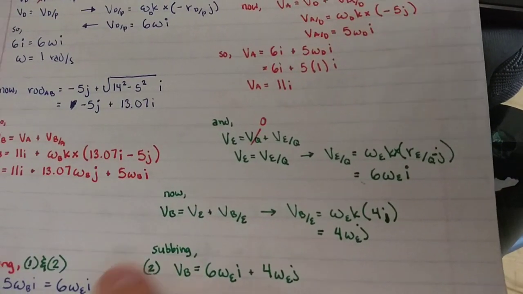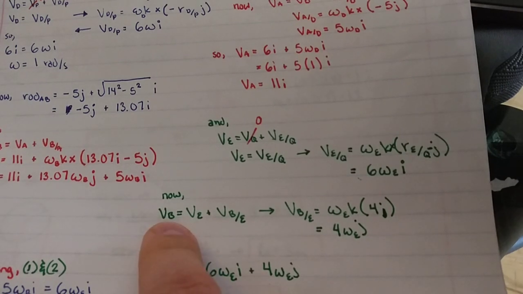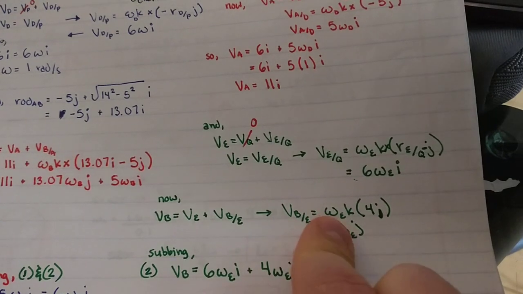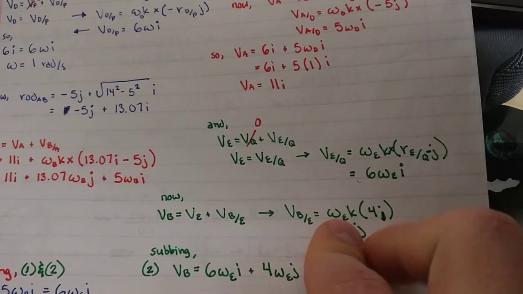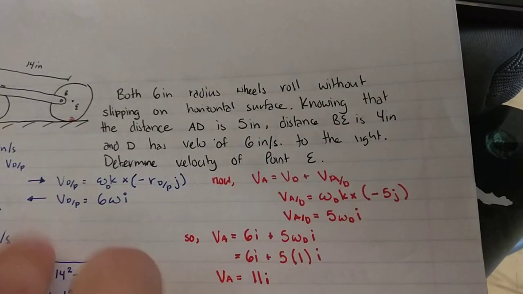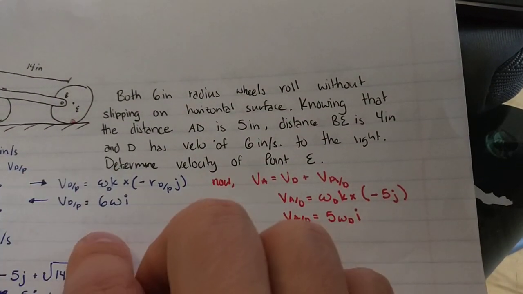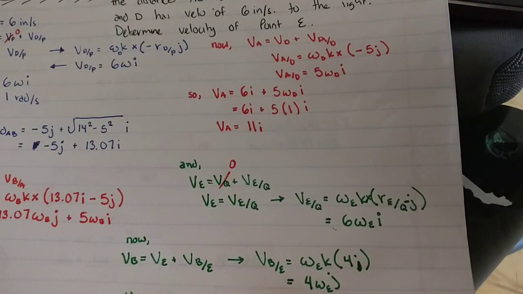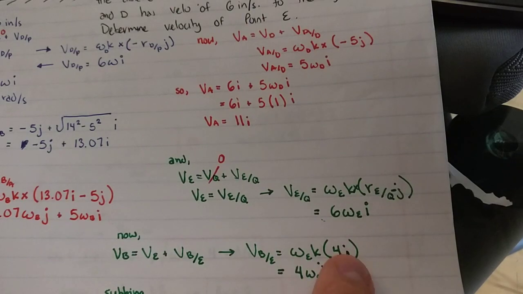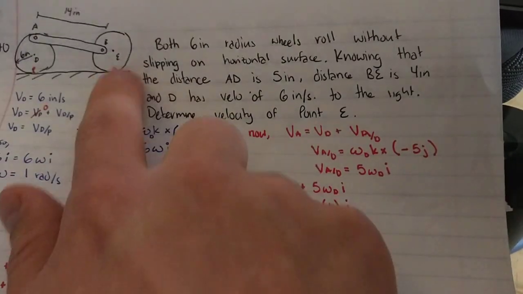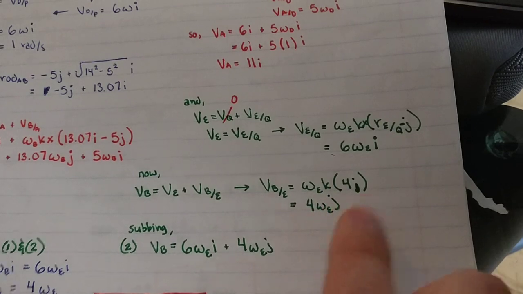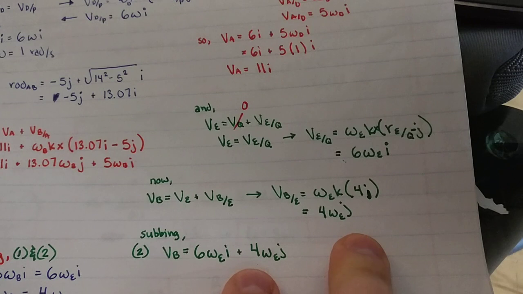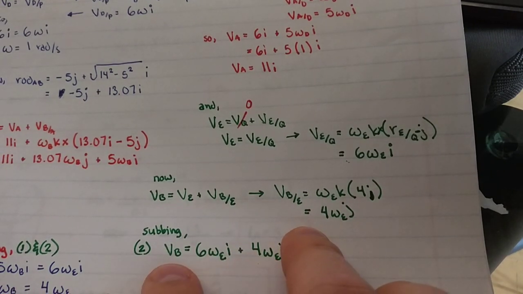So this term, VB, we know is going to be VE and VB to E. So VBE is going to be omega_E k cross 4j, because the distance here is, sorry, i. That should be i. That's not j. That's i, because it's going to be horizontal. And k cross i, let's do a check real quick. k cross i is positive j. Yep, that's correct. So now we can create a second equation.